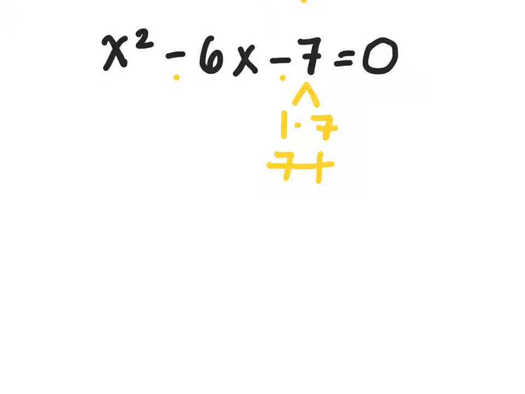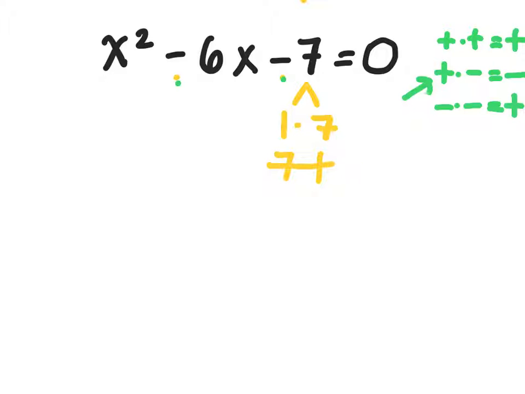So as an aside, if I multiply a positive times a positive, I'll get a positive number. A positive times a negative, I'll get a negative number. And a negative times a negative, I will get a positive number. So if I am adding to a negative and multiplying to a negative, I know that I need to have one positive and one negative.